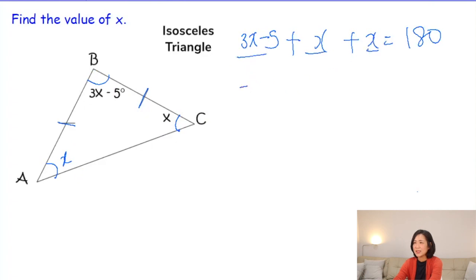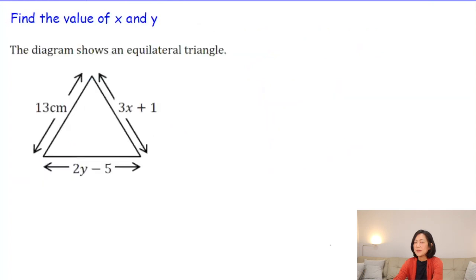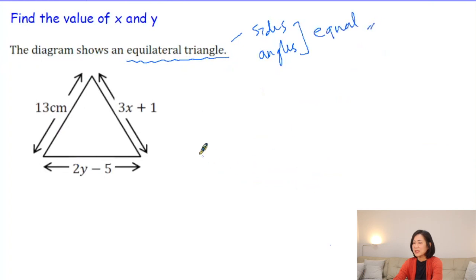Then let's collect the like terms. 5x minus 5 equals 180. 5x equals 185. Then your x is, when you divide by 5, 37. Then this time, let's focus on the sides. This one is very kind because it tells you the type of triangle. Equilateral triangle. In an equilateral triangle, sides and angles are the same, right? Now this is about the side lengths.